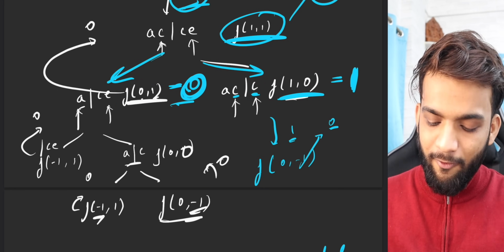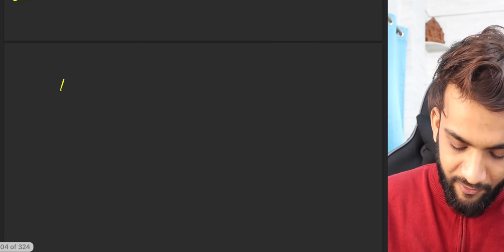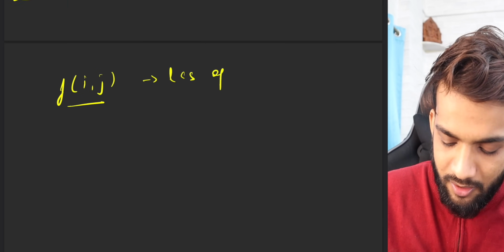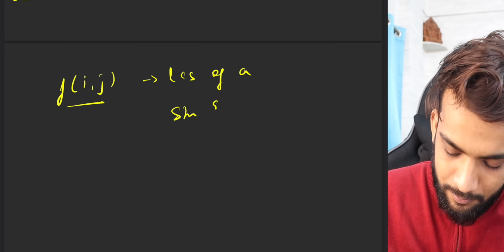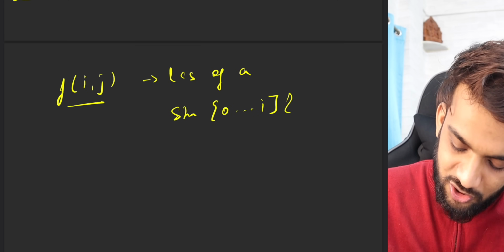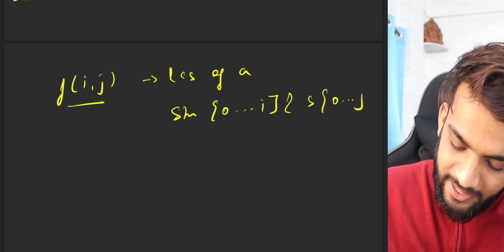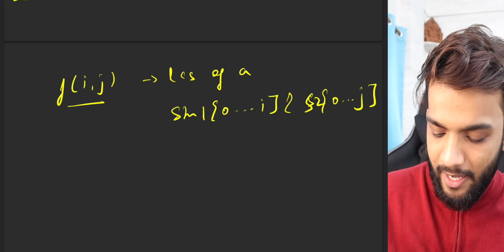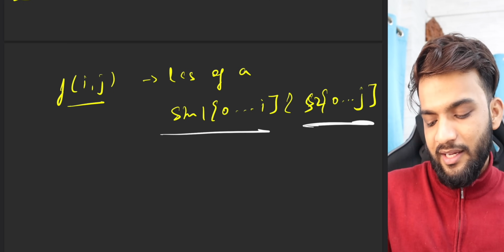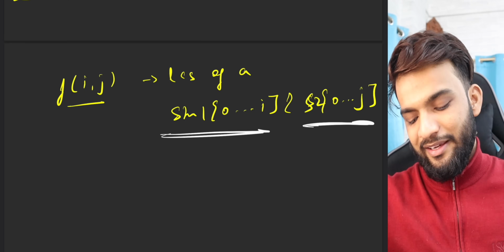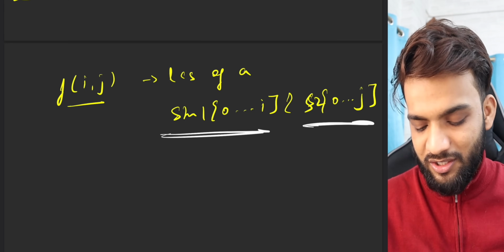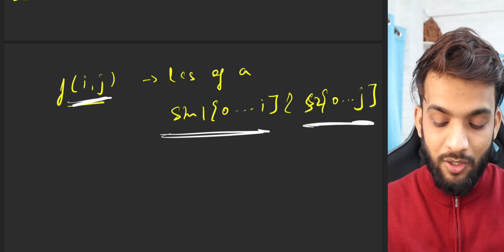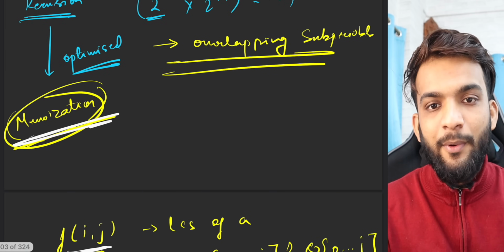So what does the f of i, j state mean? It says LCS of a string from 0 to i and a string from 0 to j. That's what it represents, right? In this, they want the length. So if someone again comes up and asks you the same question, why do you want to recompute? Thereby, we can easily apply memoization.